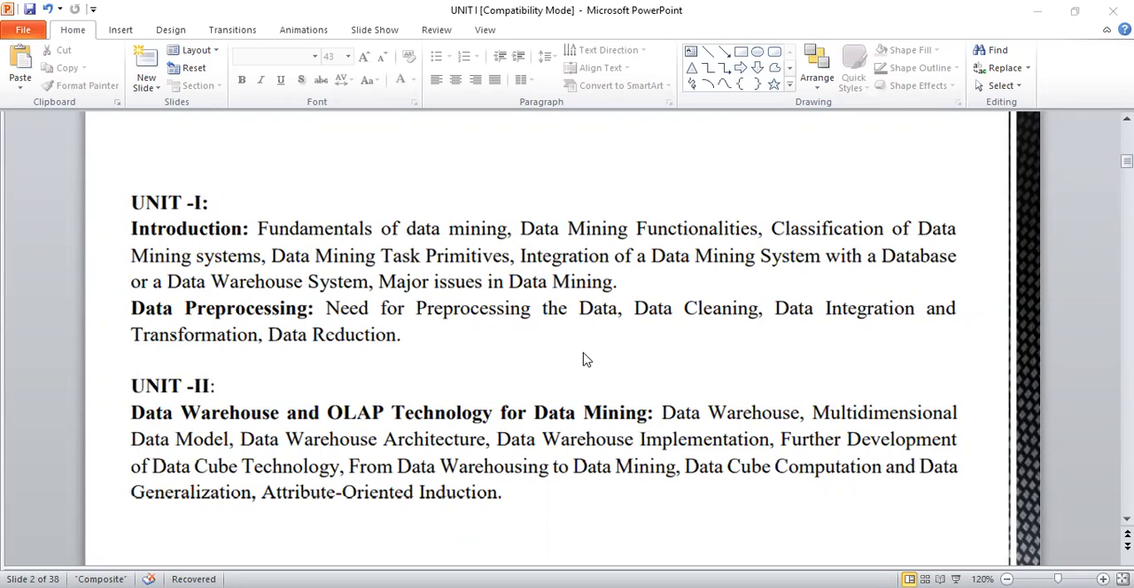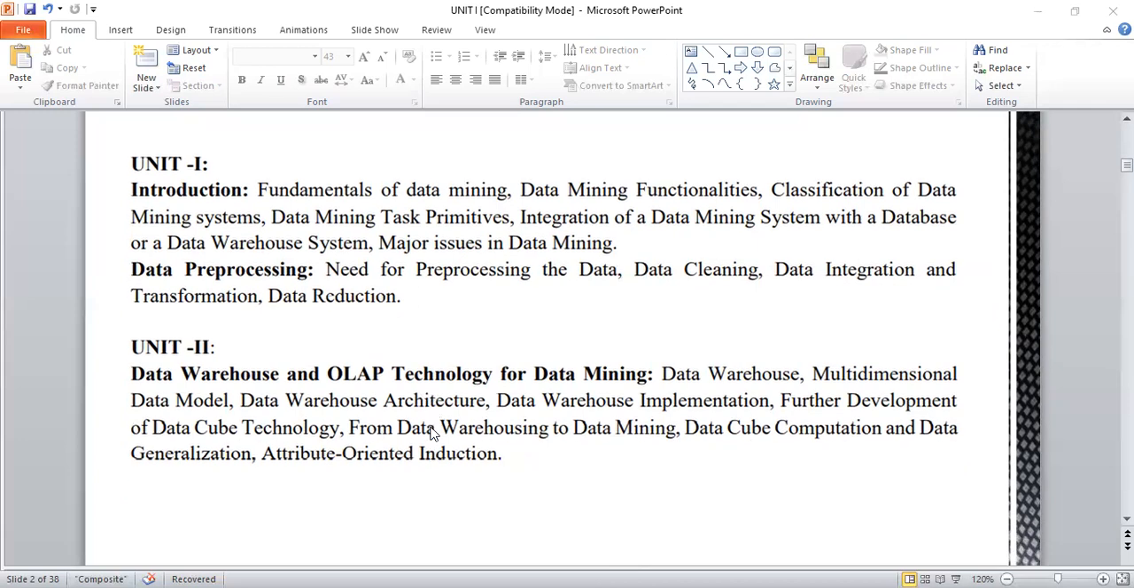Unit number two will be about your data warehouse, its architecture, its implementation, data cubes, computation in data cubes, generalization of data. So these things will be discussed in data warehouse. Almost data warehouse will be covered in unit number two.